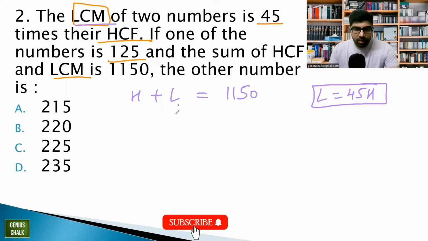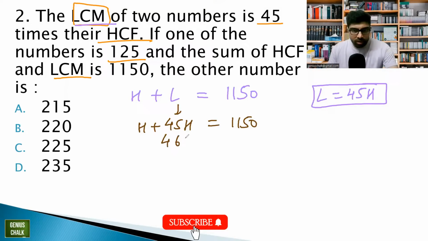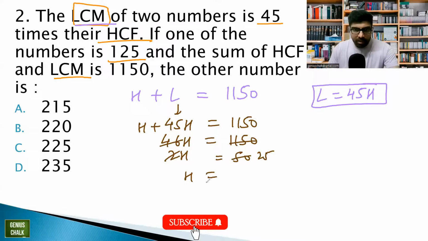So the LCM is 45 times the HCF. So can I say this sum is 1150? Yes, I can. And one of the numbers is given, and the other number we have to find. Now it is 46H, and 46H is equal to 1150. 23 twos are 46, 23 fives are 115. So 2 25s are 50. That means HCF in this case is coming out to be 25. The first thing I have got is HCF is 25.